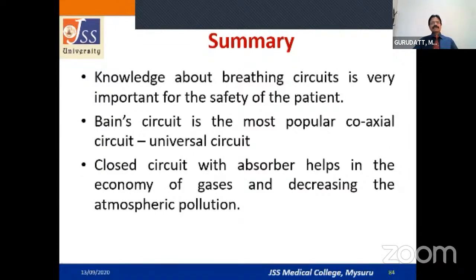And of course, among the open circuits, the Bain circuit is most popular, and it is also called a universal circuit because it can be used for both spontaneous and controlled ventilation, for adult patients and also for pediatric patients. And the closed circuit with absorber helps in the economy of gases and in decreasing atmospheric pollution.